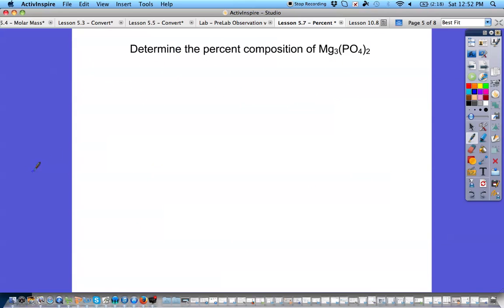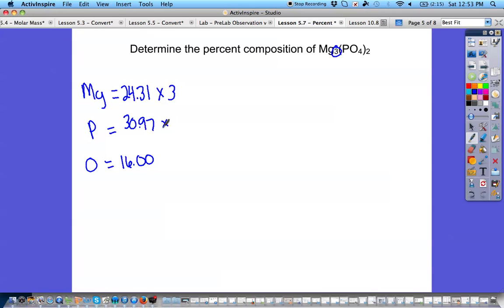Our next example, we want to determine the percent composition of magnesium phosphate. So we have magnesium, we have phosphorus, and we have oxygen. Magnesium's average atomic mass is 24.31. Phosphorus is 30.97. And then oxygen is 16. I have 3 magnesium. And remember, this 2 gets distributed to everything inside the parentheses. So I have 2 phosphorus, and then 2 times 4, I have 8 oxygen.